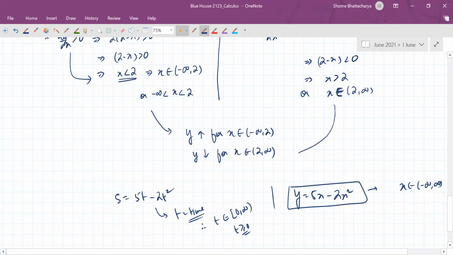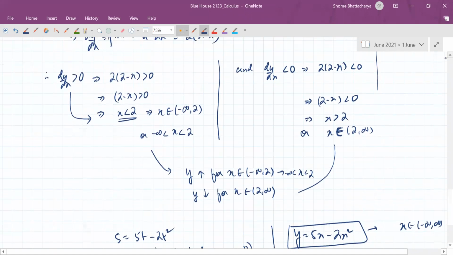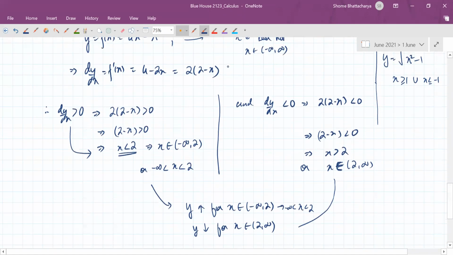To answer your question, in the previous question, it does not include the point 2. This is basically x greater than minus infinity and less than 2, because you can see that the derivative is exactly 0 at x equal to 2. You can also understand from the value of dy by dx that dy by dx will be equal to 0 at x equal to 2. So that is why the point x equal to 2 will not be included.